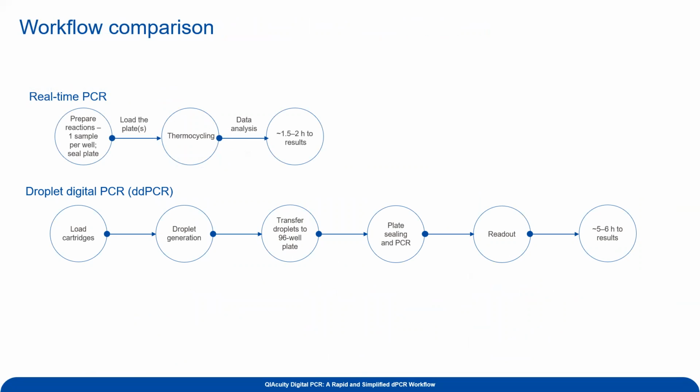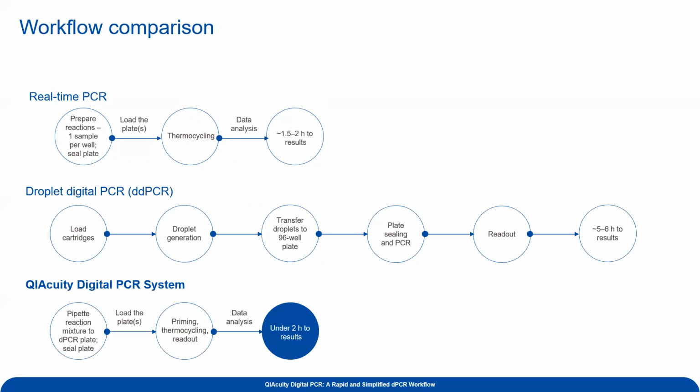Bio-Rad's droplet digital PCR system is a little bit more intensive in terms of how much hands-on time you have to do, because here you're loading cartridges with your reaction mixture, generating droplets, transferring those droplets, sealing the plate on an off-board thermal cycler, then doing the readout on this modified flow cytometer. So it takes about 5 to 6 hours, all things told, until you actually have a data file to analyze.